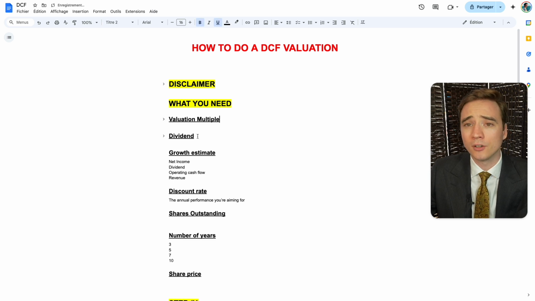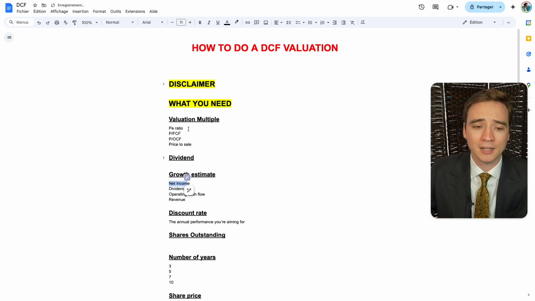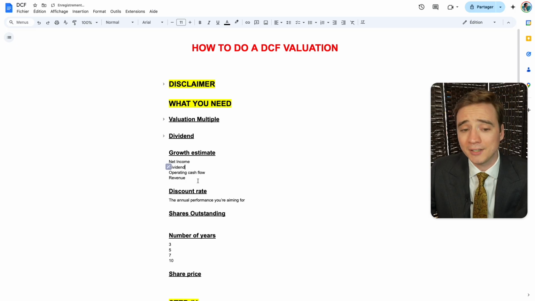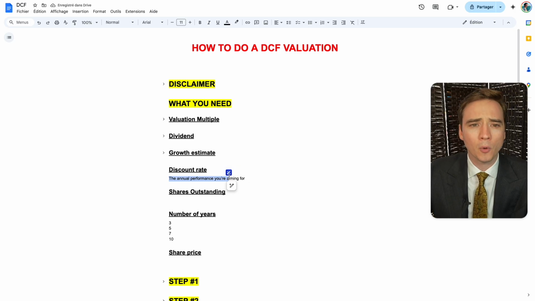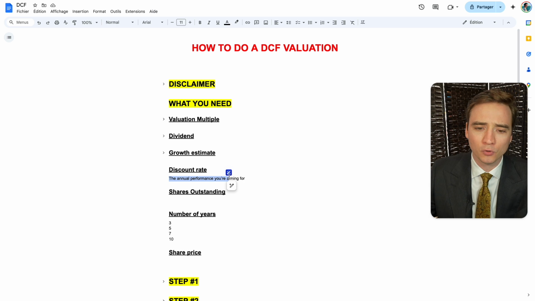Then you will need the dividend, if a dividend is paid, obviously. The growth estimate, so growth of net income. If you select PE ratio, you will use net income. If you use price to operating cash flow, you will use operating cash flow here. You want as well the growth estimate for the dividend and the revenue. You will need a discount rate. It's the annual performance that you're aiming for when you buy a company or a stock. Generally, the market is aiming for 10%. I personally use 13% to have an extra margin of safety.